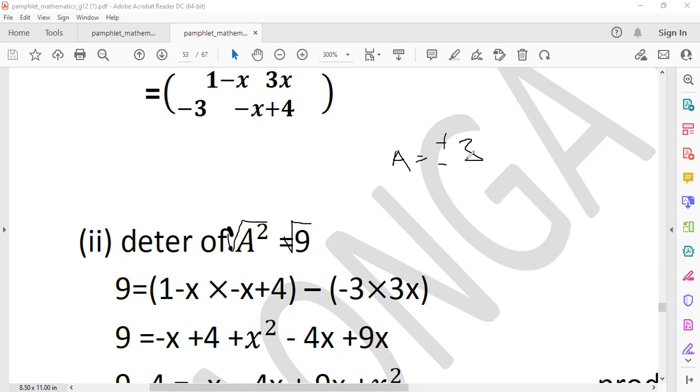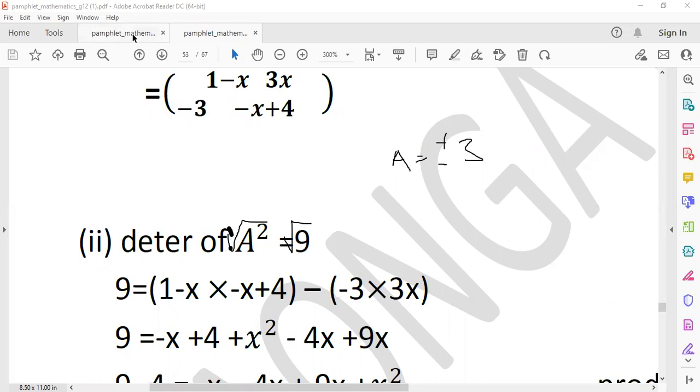That's the value of a. So I've just done the square root of a squared, square root of 9. That means a is positive or negative 3. So let's try and work out some magic here.